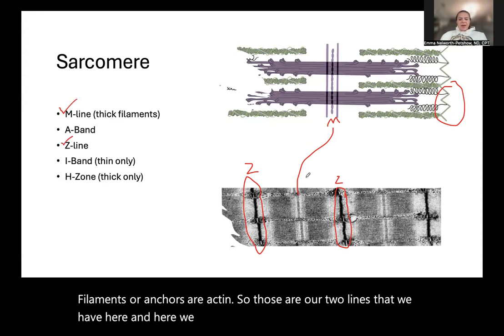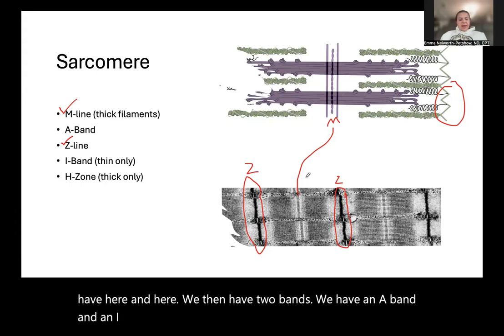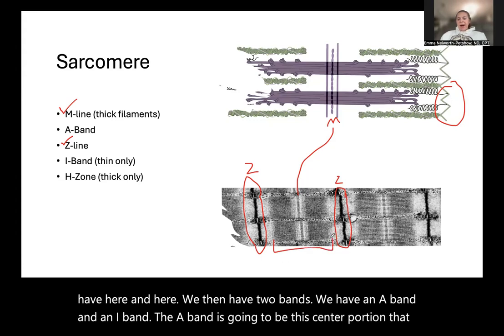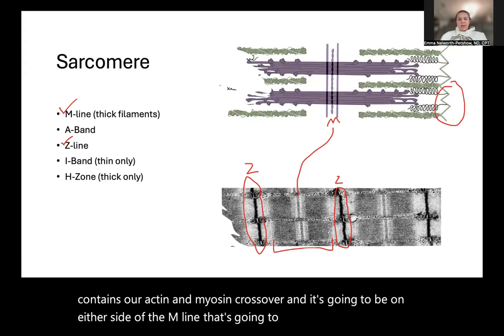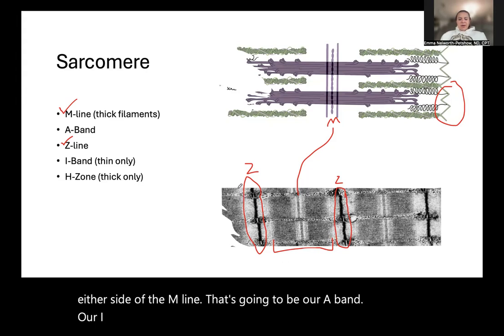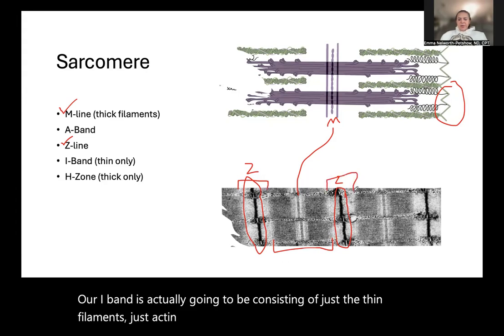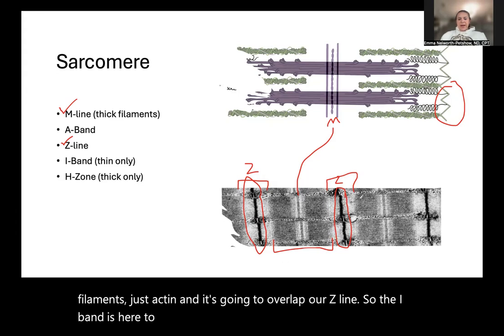We then have two bands. We have an A band and an I band. The A band is going to be this center portion that contains our actin and myosin crossover, and it's going to be on either side of the M line. That's going to be our A band. Our I band is actually going to consist of just the thin filaments, just actin, and it's going to overlap our Z line. So the I band is here to here, here to here, and the I band actually is going to encompass more than one sarcomere.